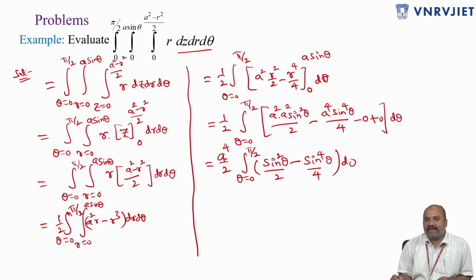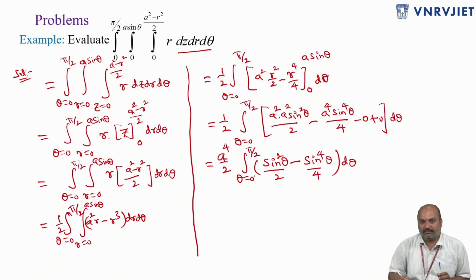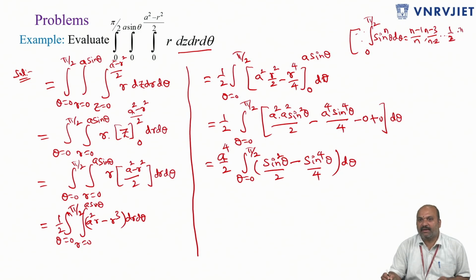See here, we have a direct formula to evaluate this integral if the integral limits are 0 to pi by 2. I'll write this formula here. Integral 0 to pi by 2 of sin to the power n theta d theta is equal to (n minus 1) by n, into (n minus 3) by (n minus 2), and so on, up to 1 by 2 into pi by 2. This is if n is even.